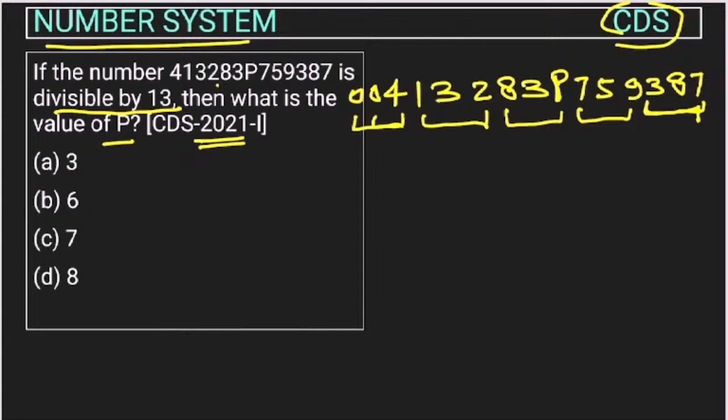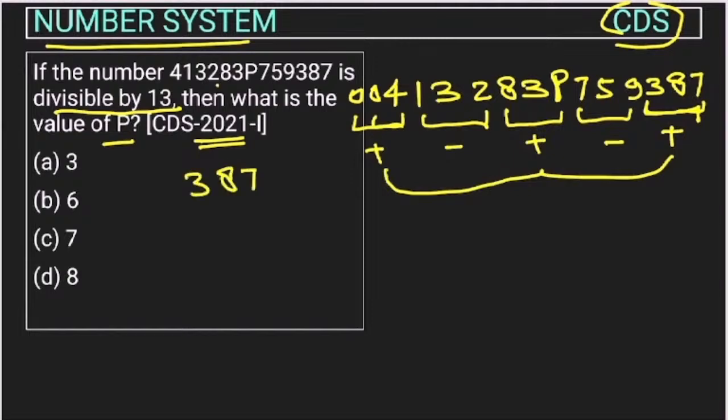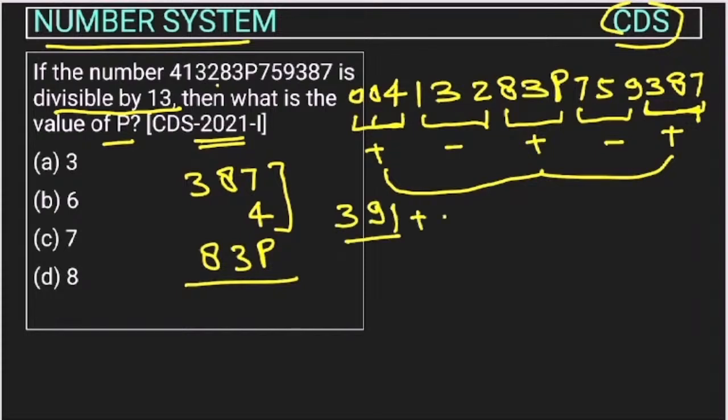Now alternately we will add and subtract. So 387, this will be plus, this will be minus, this will be minus, and this will be plus. So these we will add, right? So this will be 387 plus 83p, right? And this 4 we will add, and this 83p we will get the same. So this 387 plus 4, how much will this be? This will be 391 plus 83p. Now we will check the minus ones.